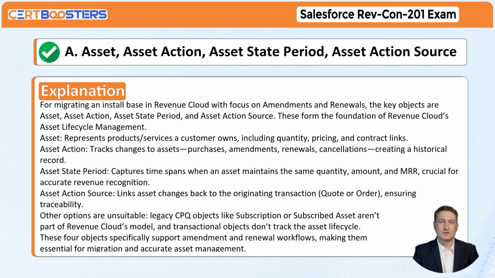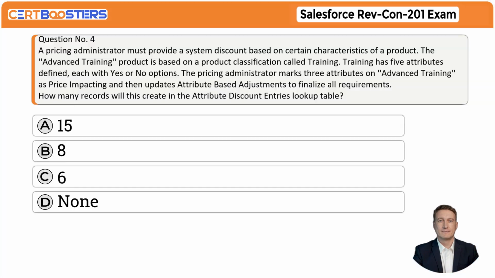Other options are unsuitable. Legacy CPQ objects like subscription or subscribed asset aren't part of Revenue Cloud's model, and transactional objects don't track the asset lifecycle. These 4 objects specifically support amendment and renewal workflows, making them essential for migration and accurate asset management.